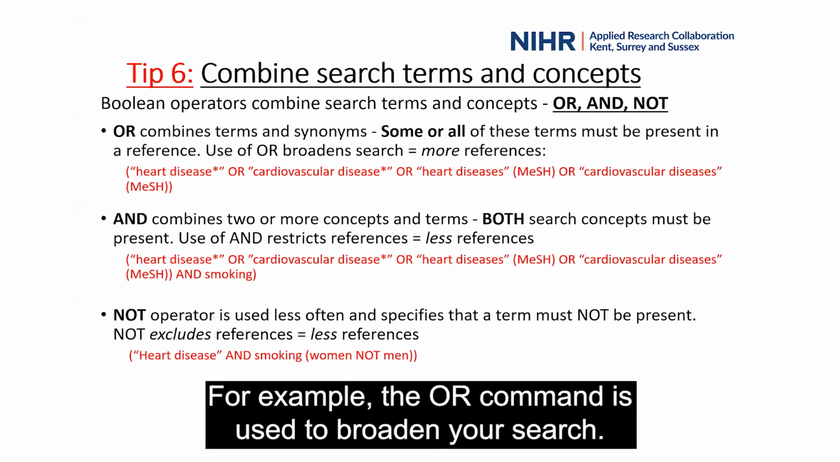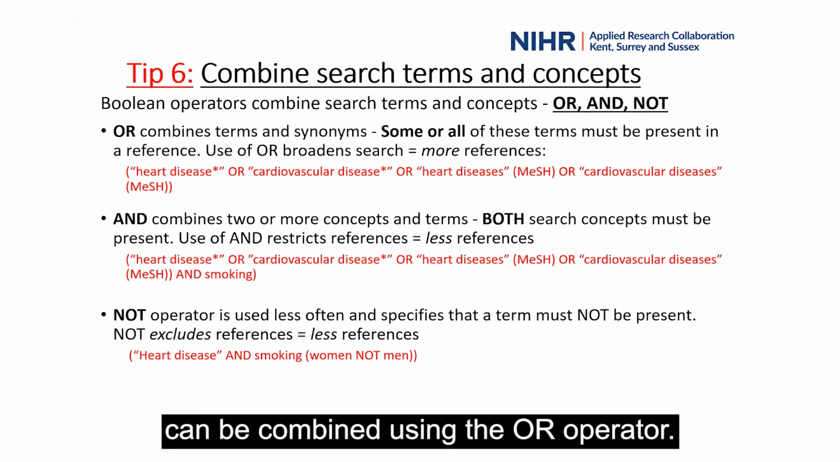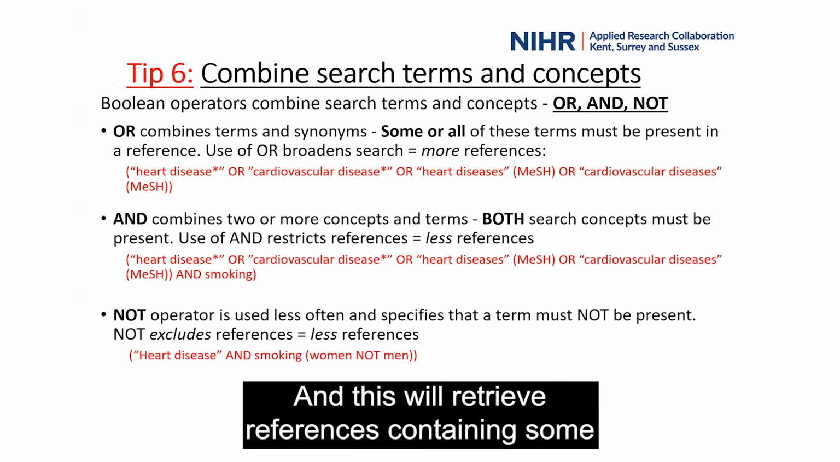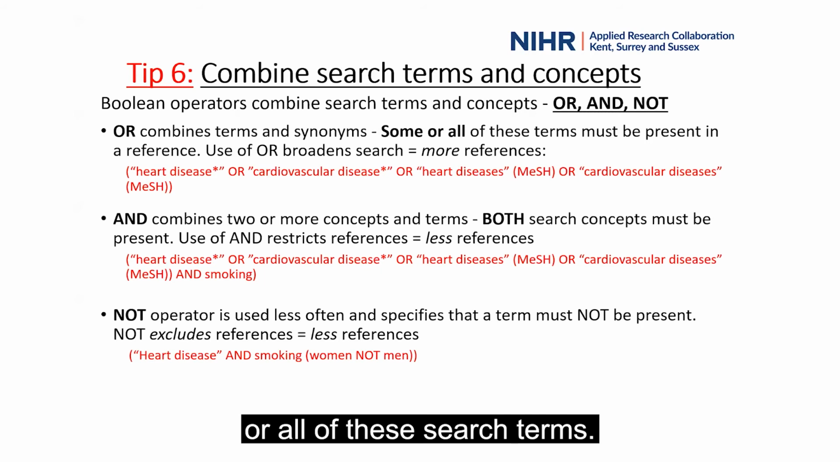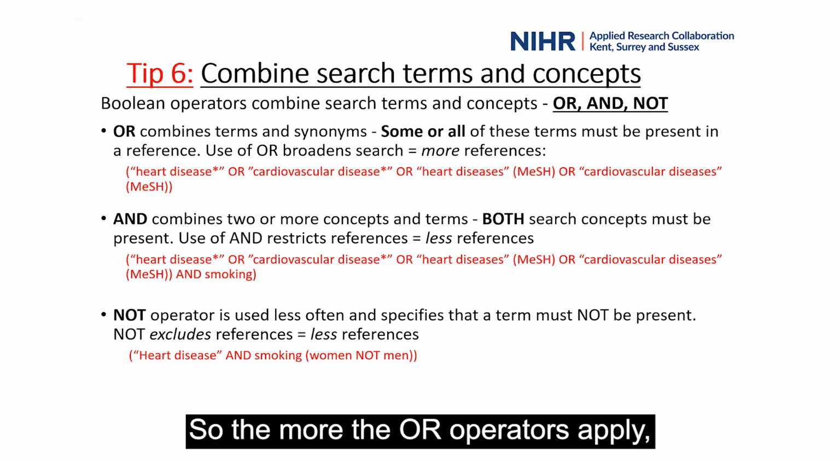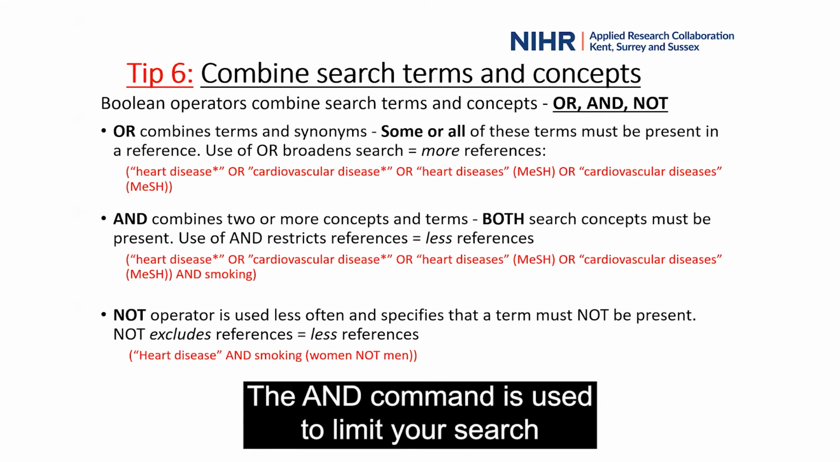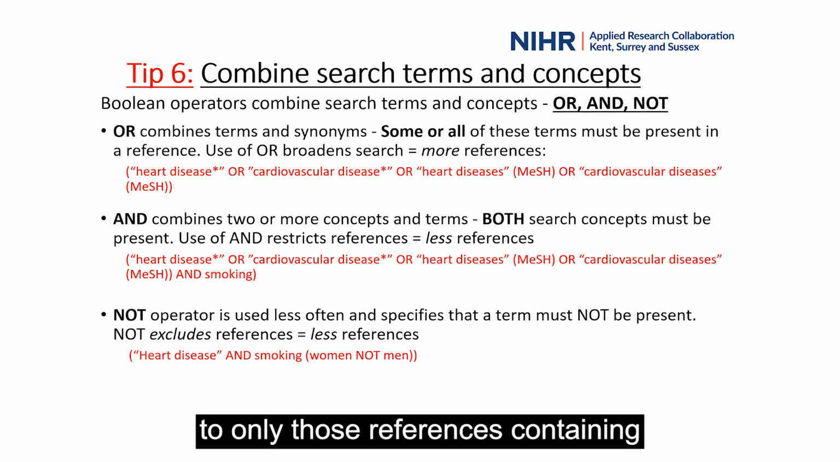For example, the OR command is used to broaden your search. Terms, synonyms, and subject headings can be combined using the OR operator, and this will retrieve references containing some or all of these search terms. It is used to group similar words together, so the more the OR operator is applied, the greater the number of references retrieved.